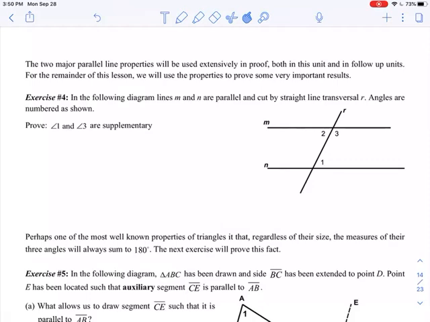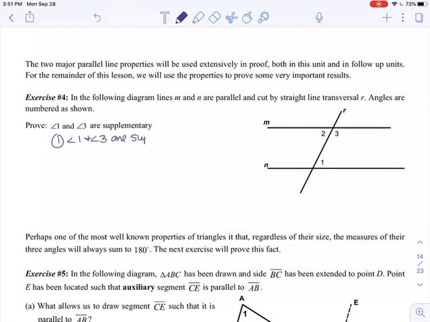Two major parallel line properties will be used extensively and proved, both in this unit and in follow-up units. For the remainder of this lesson, we will use properties to prove some very important results. In exercise 4, I know lines M and N are parallel, and they have that transversal R. Angles are numbered as shown. They want me to prove that angle 1 and angle 2 are supplementary.